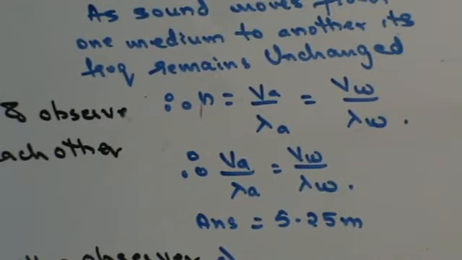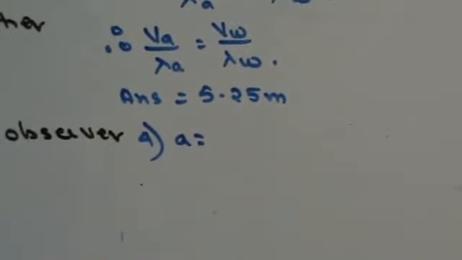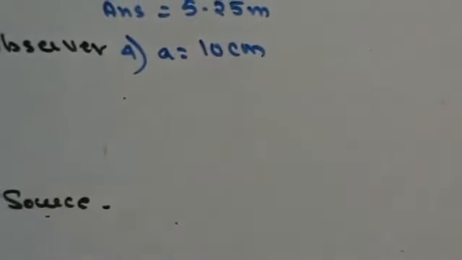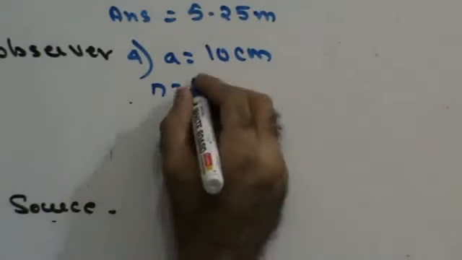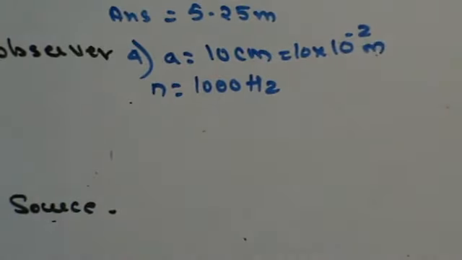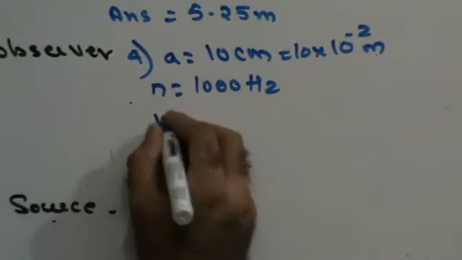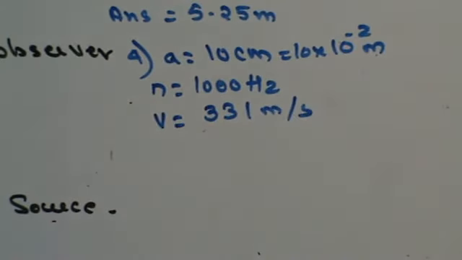A sound wave of amplitude 10 centimeters and frequency 1000 hertz is traveling with a velocity of 331 meters per second.